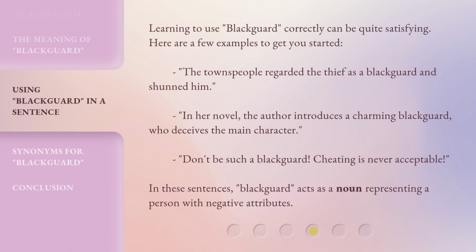Learning to use blackguard correctly can be quite satisfying. Here are a few examples to get you started. The townspeople regarded the thief as a blackguard and shunned him. In her novel, the author introduces a charming blackguard who deceives the main character. Don't be such a blackguard. Cheating is never acceptable. In these sentences, blackguard acts as a noun representing a person with negative attributes.